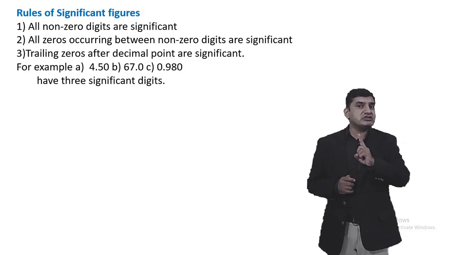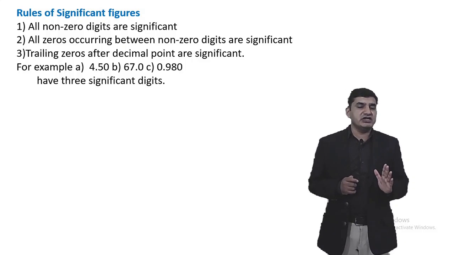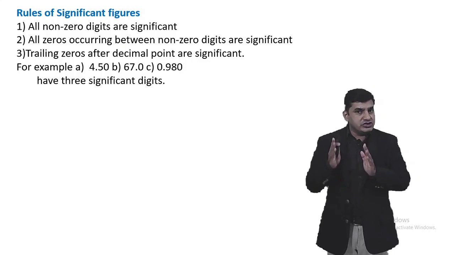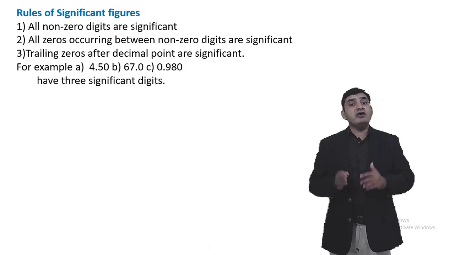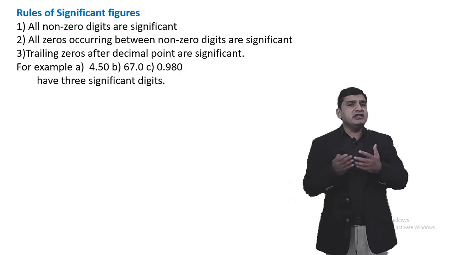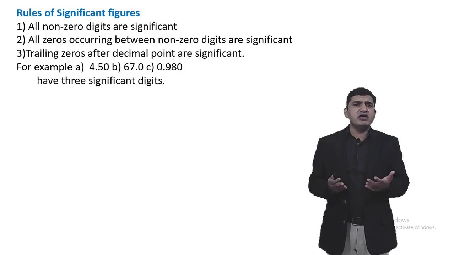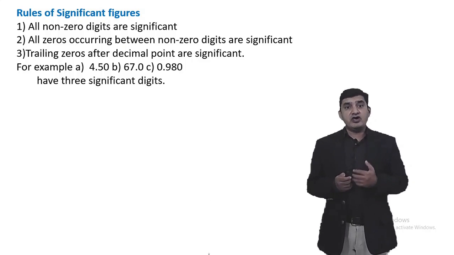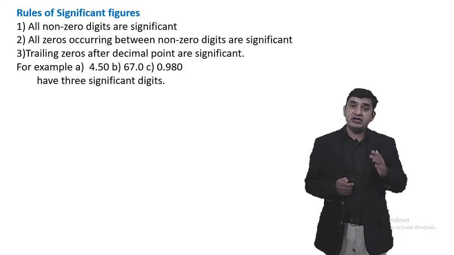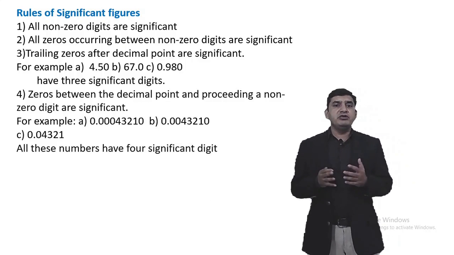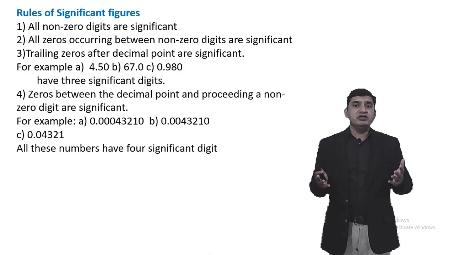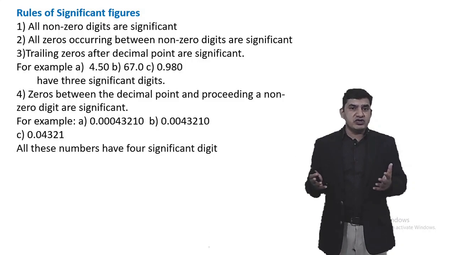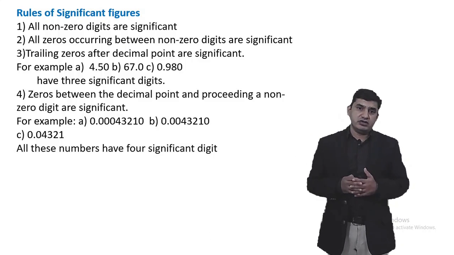67.0, this 0 also has significance in a measurement, therefore it is considered in the significant figures. 0.980, the 0 after 8 also has significance in a measurement and therefore these three numbers are significant figures, that is 3 significant digits. Zeros between the decimal point and a preceding non-zero digit also have significance.